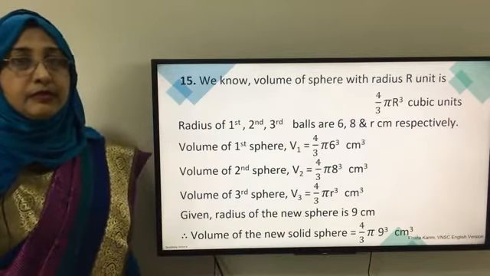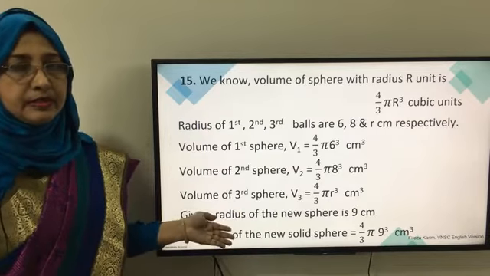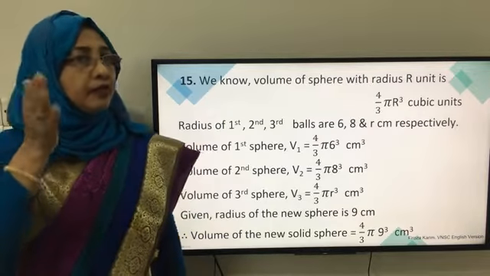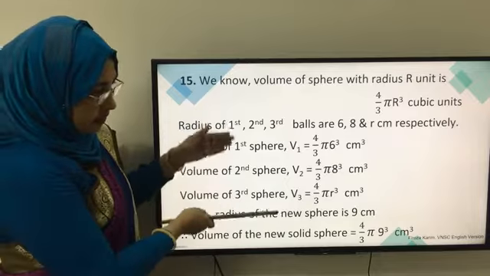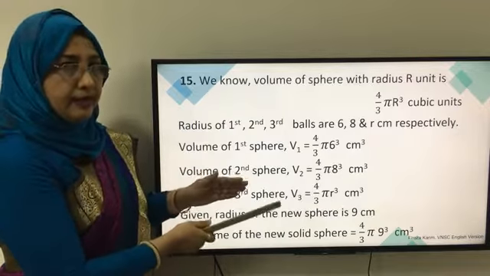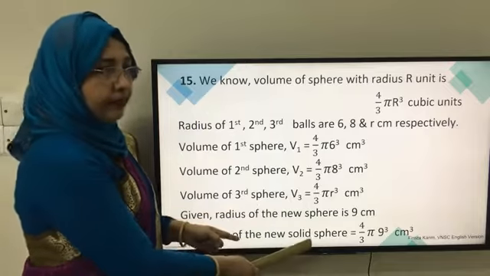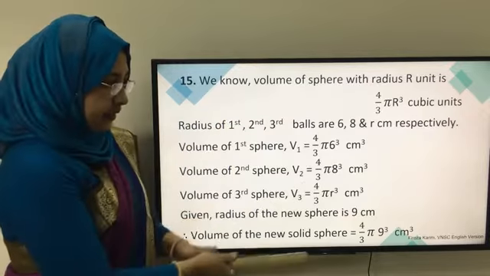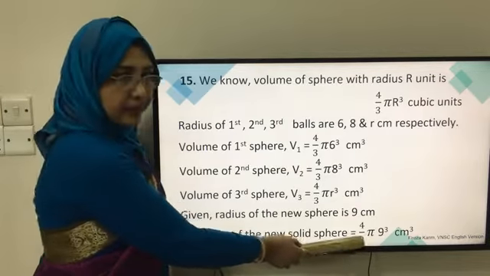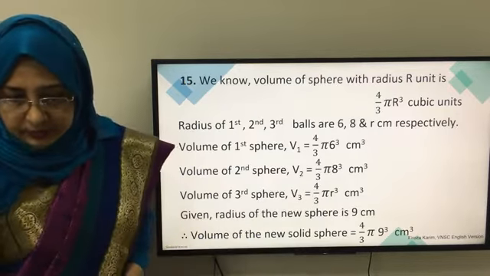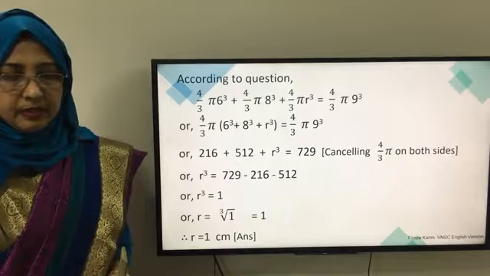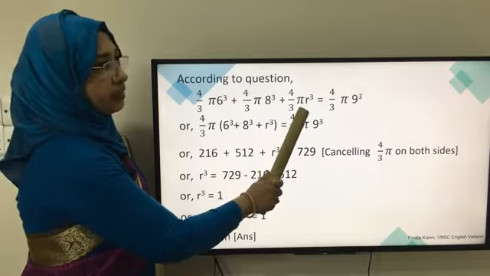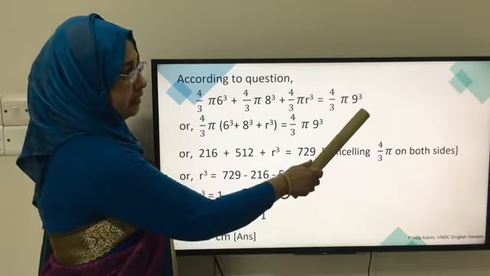but we have to find this radius. We will find this radius from which idea? From the idea that since these 3 balls will be melted and then another solid sphere will be formed, the volume of these 3 balls should be equal to the volume of the new sphere. So according to the question we can write, the sum of these 3 volumes is equal to 4 by 3 pi 9 cubed.